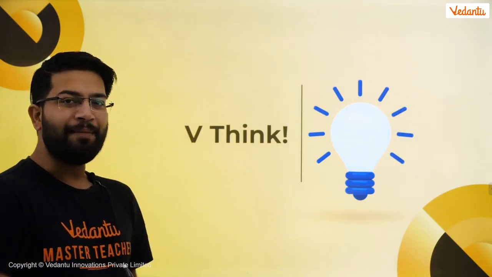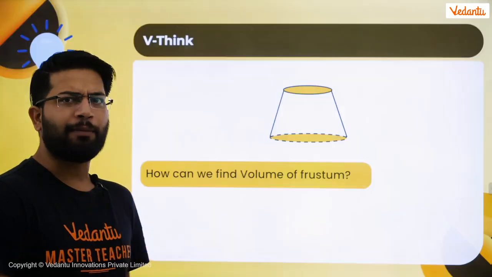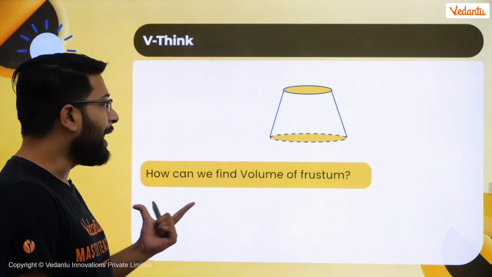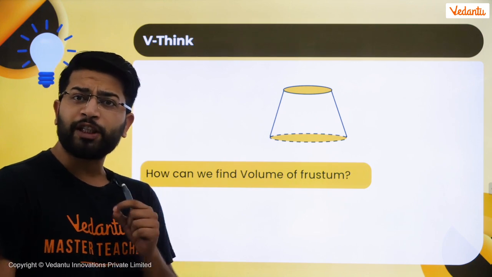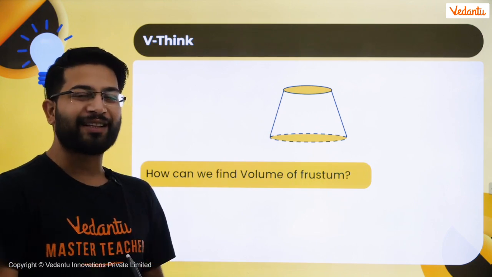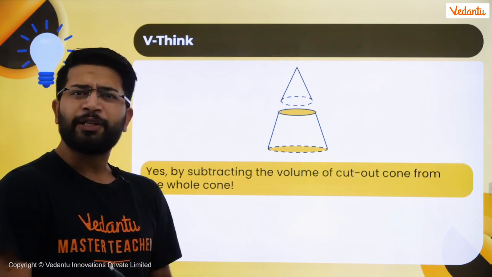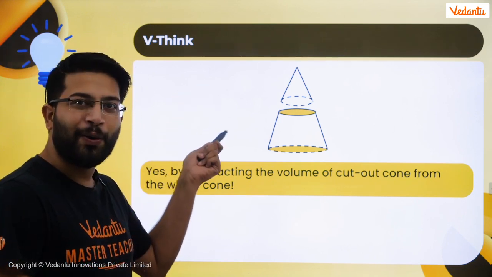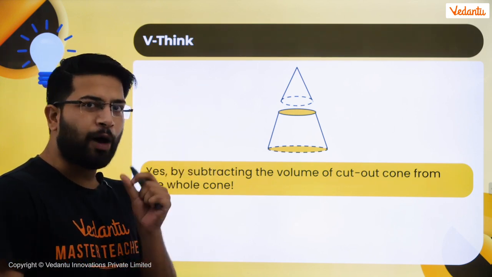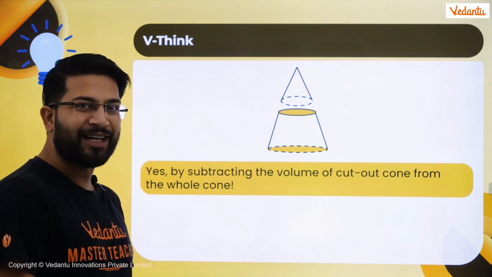Yes? Now, champ, one very important question to think about: how can we find the volume of the frustum? Do we have any formula for that? So champ, yes, you are correct. We can find it by the volume of the whole cone minus the volume of the cutout cone. Then we will get the volume of the frustum.